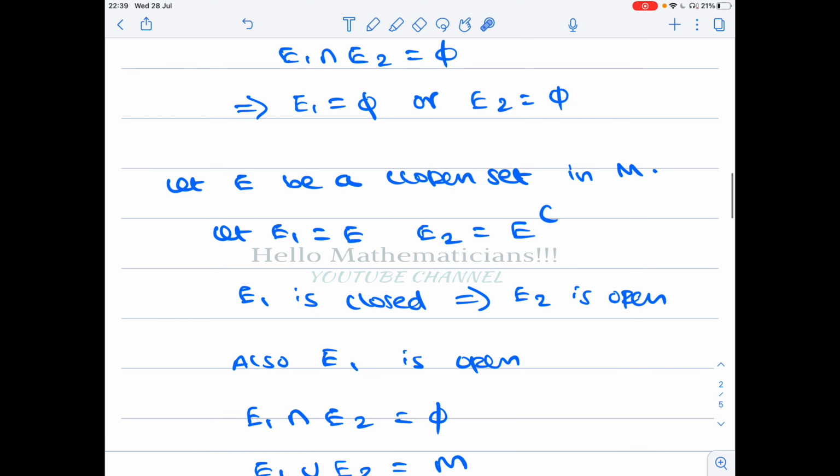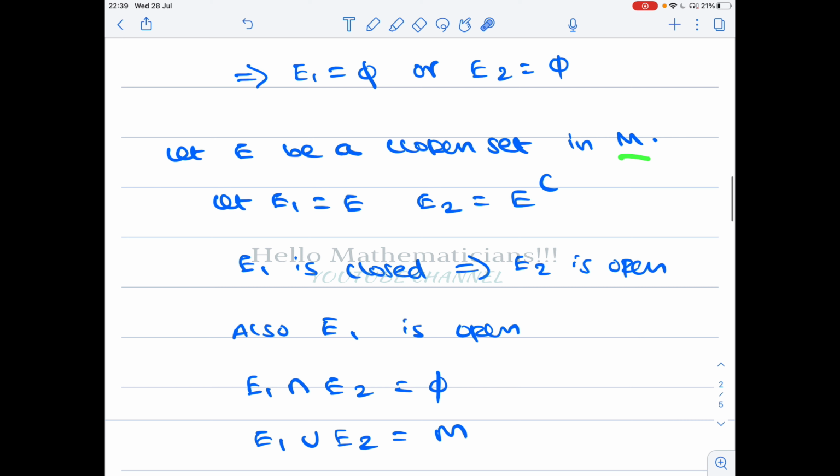Let us take an arbitrary clopen set. We will prove that it is empty or M. So now I define E1 to be E and E2 to be E complement in M. Now E is a clopen set, therefore E1 is a clopen set because E1 is just E. So E1 is both open and closed. Therefore E1 is closed implies its complement E2 will be open. Therefore E2, which is E complement, is an open set. Now E1 is a clopen set, therefore E1 is open also.